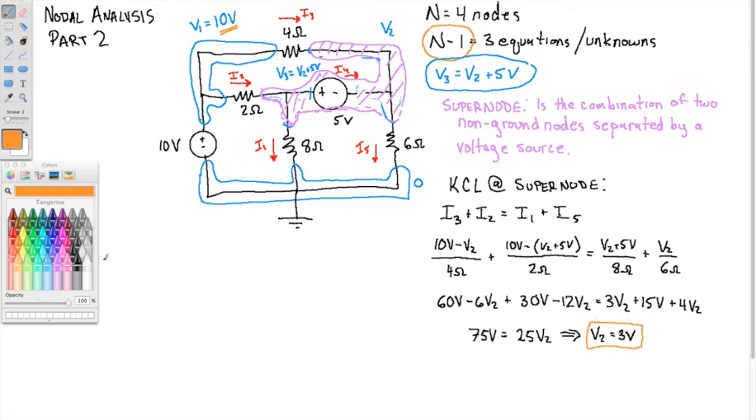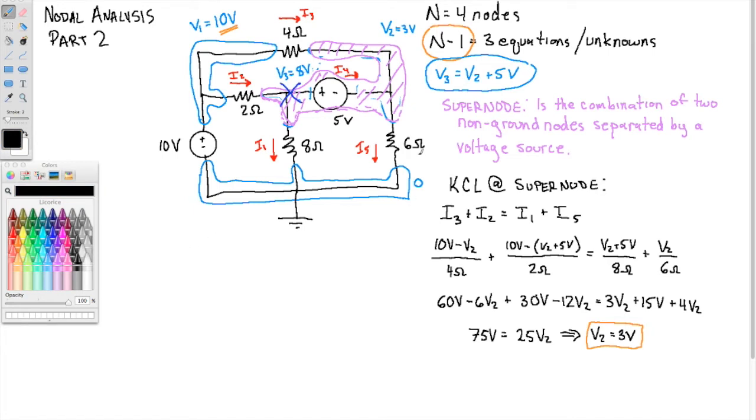Okay, so I'll add that to our picture. So now I know that this is 3 volts. So what does that make V3? Yeah, 8 volts. So I'm going to erase this guy. 8 volts, because there's a voltage source separating the two of 5 volts. So as soon as I know one, I know the other. 8 volts there.